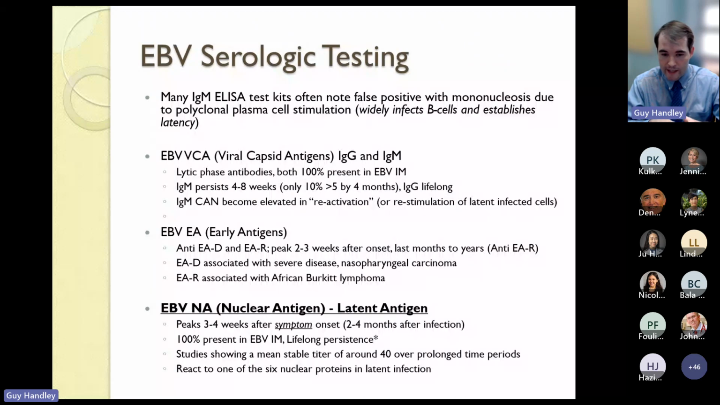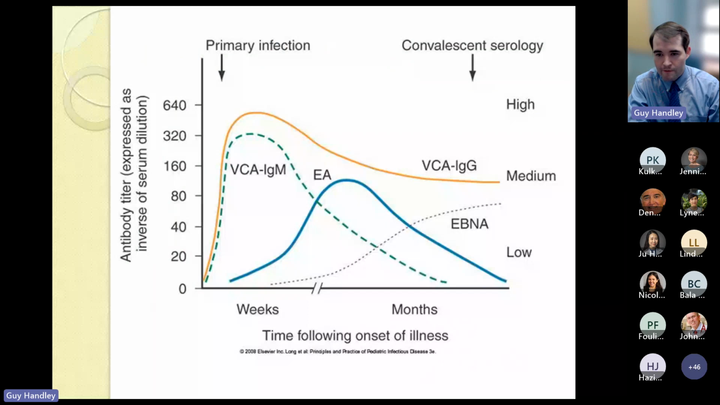What it really is, is just an antibody towards one of the 6 nuclear proteins that are present in latent infection. This is a graph going over that. A lot of those are just words we're saying. The main thing to take out of it is the nuclear antigens, the purple dotted line. It develops later during the infection, certainly not very acutely, and then stays detectable for the rest of life and through convalescence.